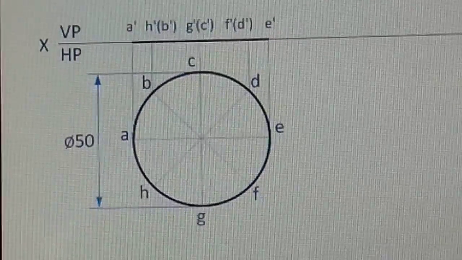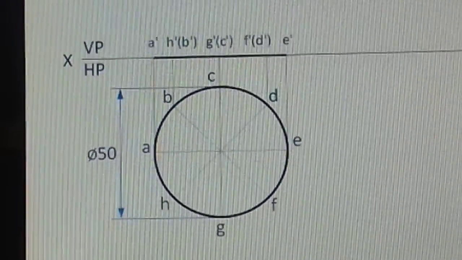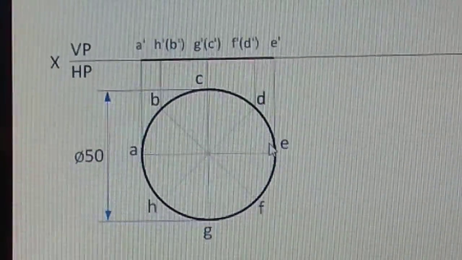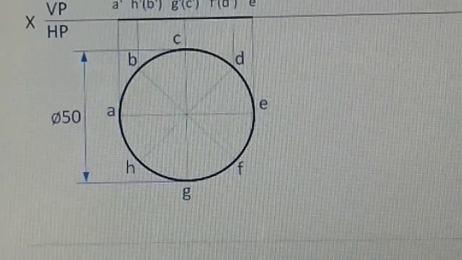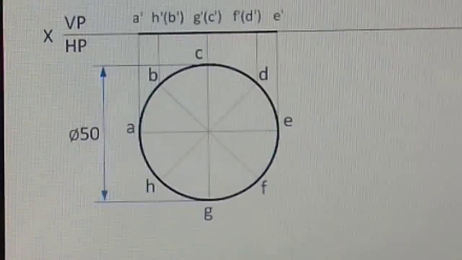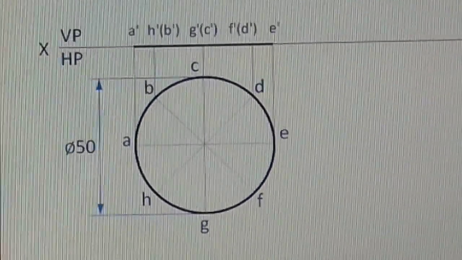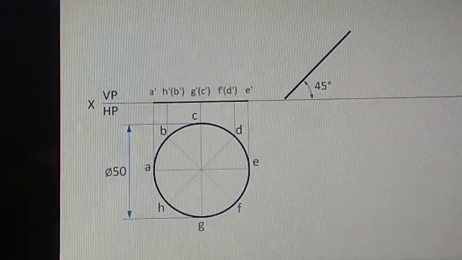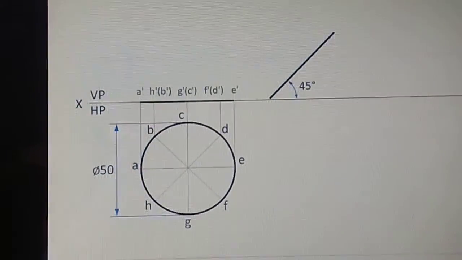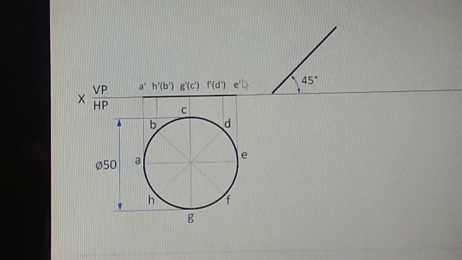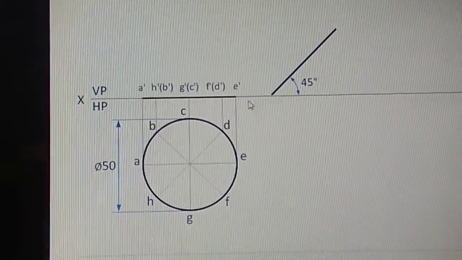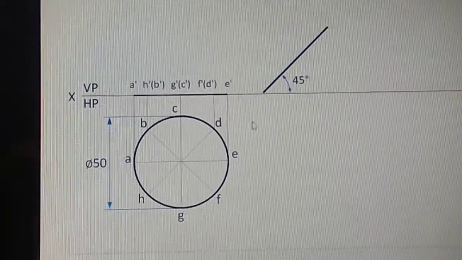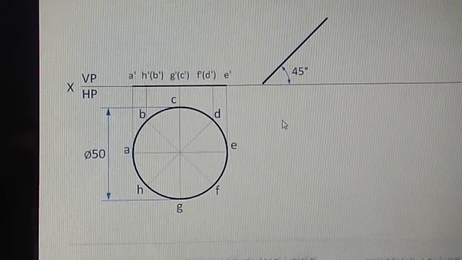So there are two views. In the front view it just looks like a line, and in the top view we are going to get the true shape of the circular lamina. Okay, next we are going to draw the second position of the circular lamina. The minimum distance between these two positions is 20 mm. You have to maintain that so that it looks very neat and legible.